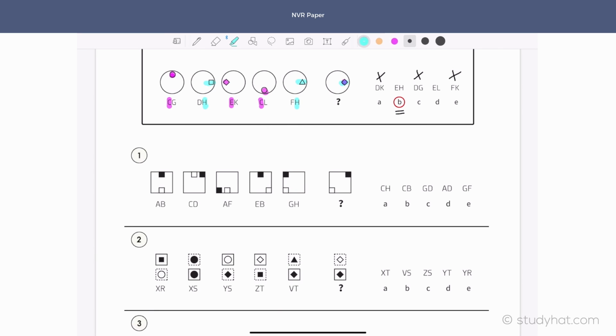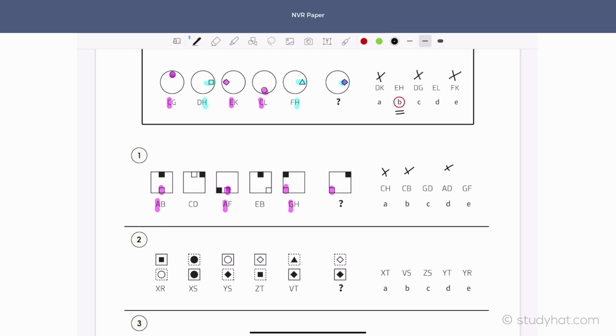Now here, same method as before. First of all, find 2 that start with the same letter, A and A. What do these have in common? Well, we can see that the white square is in the same place. So if this white square is here, we're going to want a white square here, so we're going to want a G. So ours is going to begin with a G.